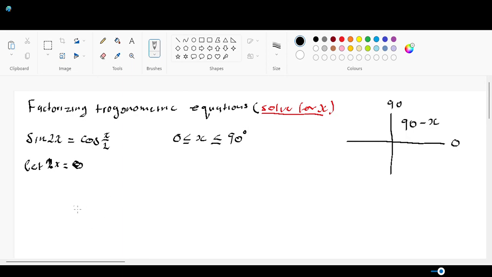There we go. Let 2x equal theta. So wherever there is 2x, we put theta. So let's solve this one. Now we have sine theta, which is equal to cos x over 2.